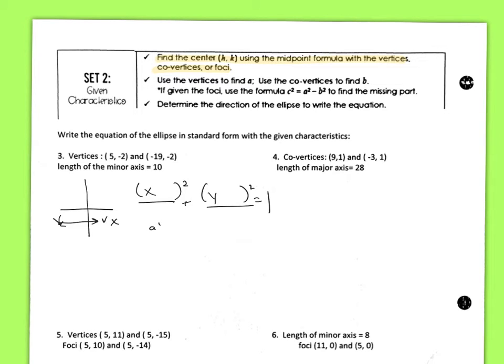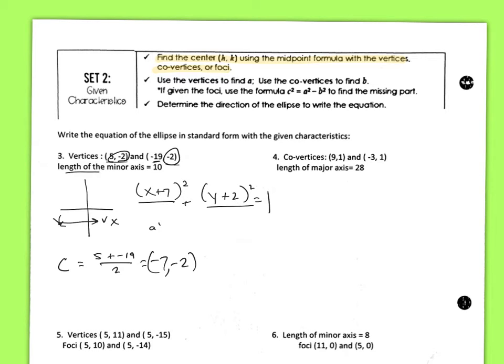So let's find the center. The center will be the midpoint, and midpoint is x plus x divided by 2. So that's -14, so we get -7. And then you can tell the y values match. So -7, -2 is our center. So we're going to have x plus 7 quantity squared, y plus 2 quantity squared.